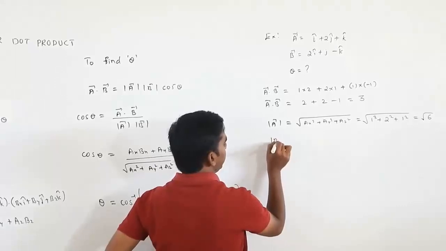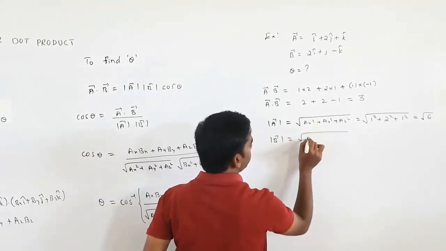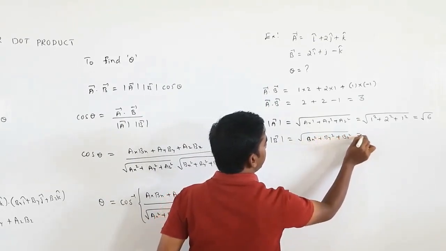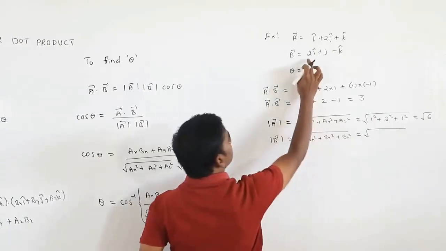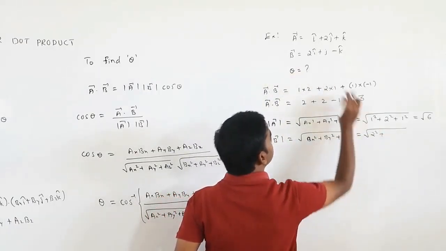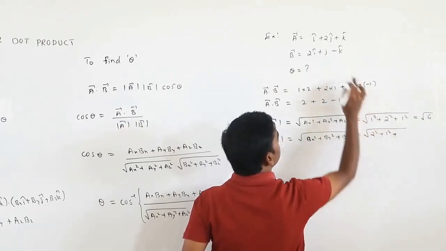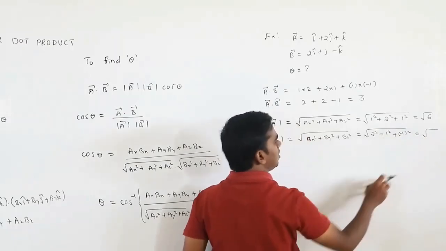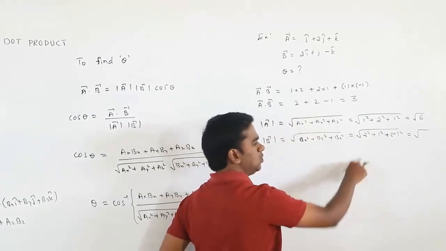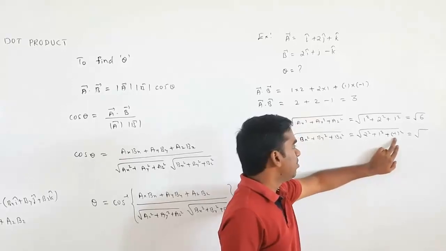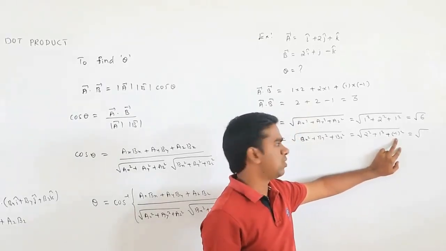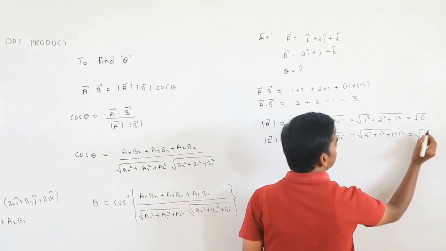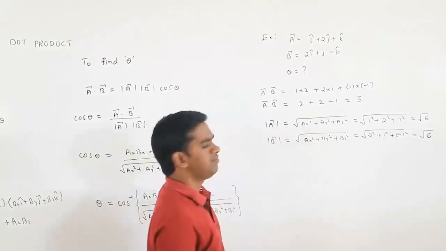Similarly, the magnitude of B is root of BX square plus BY square plus BZ square. That equals 2 squared plus 1 squared plus minus 1 squared, which is root of what you will get again. 2 squared is 4, 1 squared is 1, minus 1 squared is again plus 1 only. So you will get 4 plus 1 plus 1. So again this is going to be root of 6.